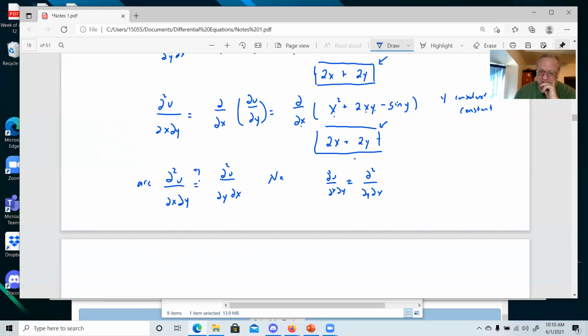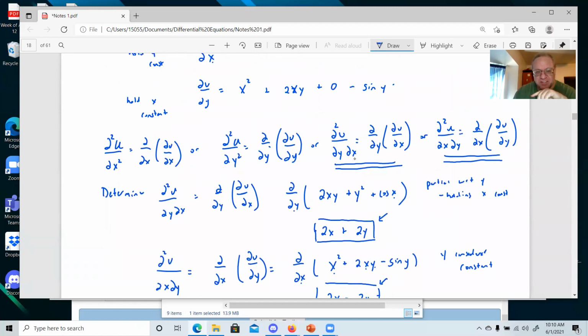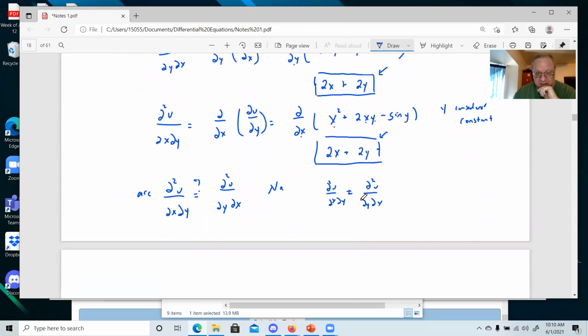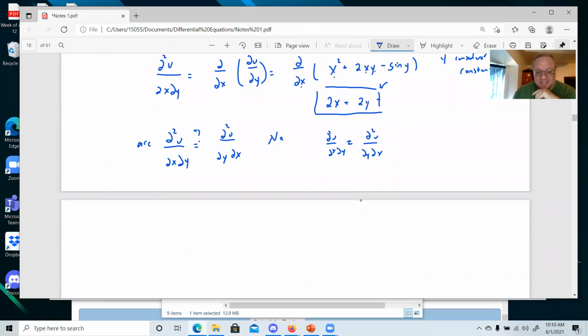He's like, well, for this class it is. Okay, but technically you can't. You can if the first partial is continuous. If this thing here is continuous, then you may swap the order, and they will be the same. So it doesn't matter. So yes, if du/dx and du/dy are continuous.